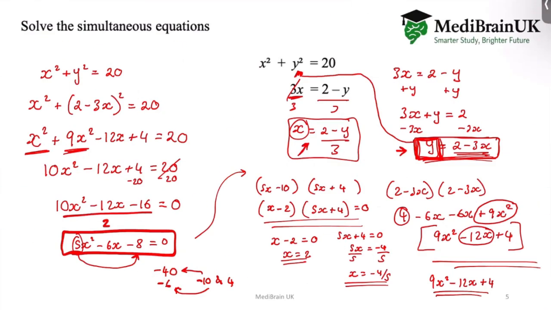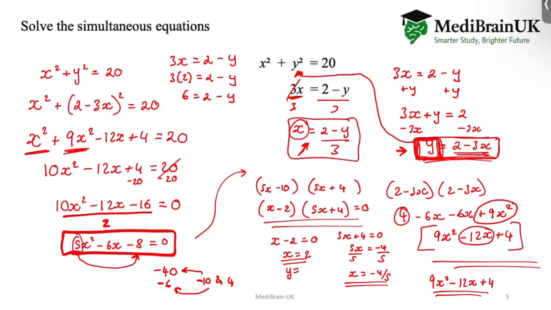Now we want to work out what the y values are as well. To work out the y values, we're going to choose the easiest equation, so 3x equals 2 minus y. We know that x is 2, so instead of x, we're going to write down 2. And that's equal to 2 minus y. So we have 6 equals 2 minus y.